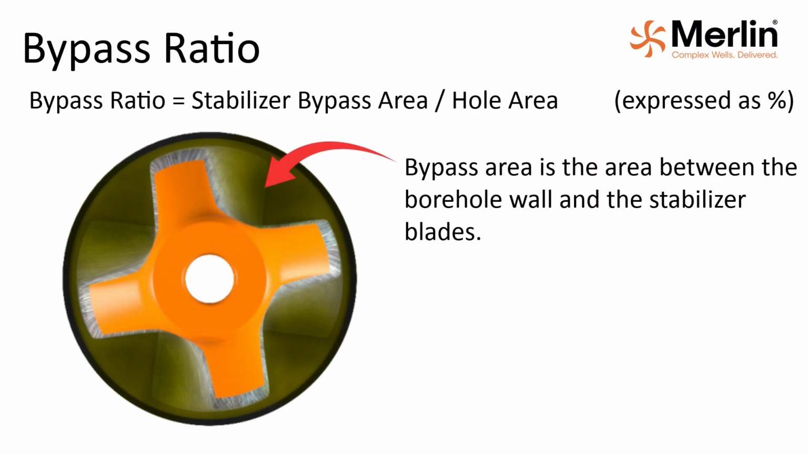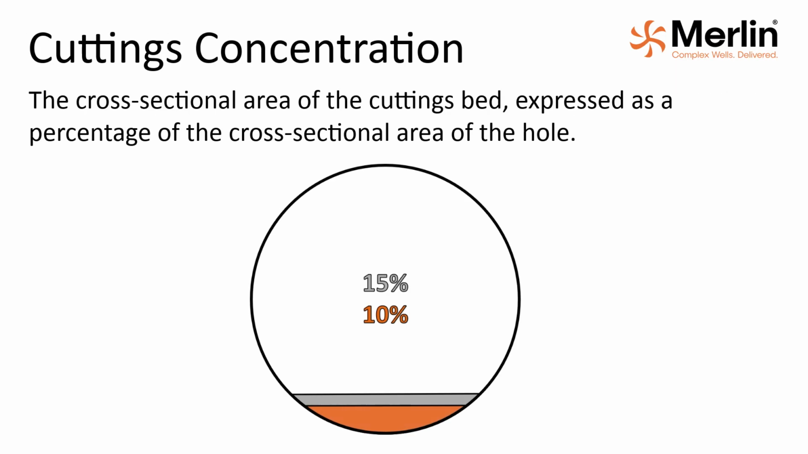Bypass ratio. This is the stabilizer bypass area divided by the hole area. In the image, the bypass area is pointed out as the area between the bore wall and stabilizer blades. Bypass ratio is expressed as a percentage. In these simulations, the factor generally referred to as the cuttings bed height is defined as cuttings concentration, and is the cross-sectional area of the cuttings bed divided by the borehole area, expressed as a percentage.